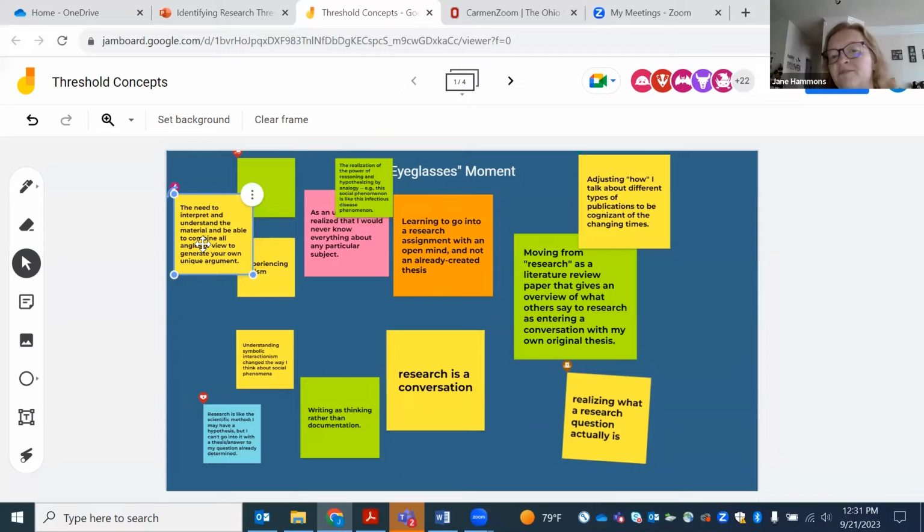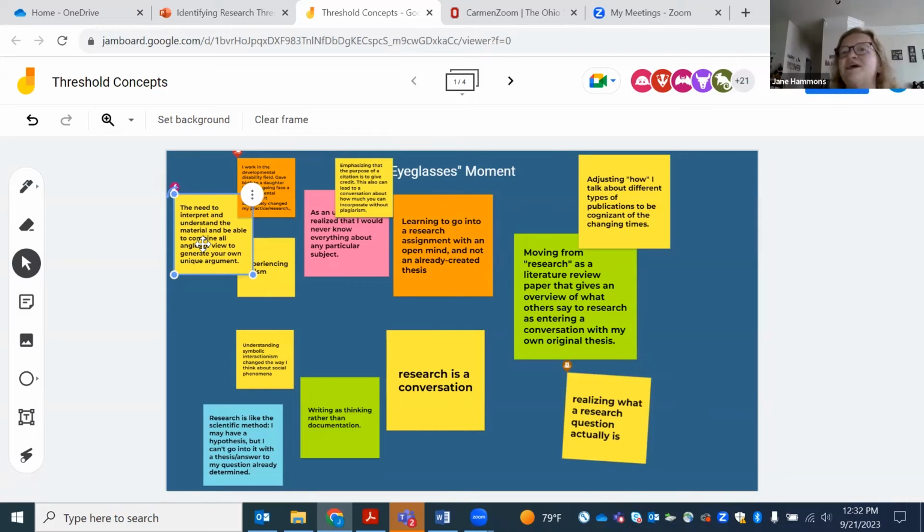Going into research assignment with an open mind, not an already created thesis. Yes, absolutely. Adjusting how I talk about different types of publications to be cognizant of changing times. Realizing what a research question actually is. Research is like a scientific method. I may have a hypothesis, but I can't go into it with thesis answer to my question already determined.